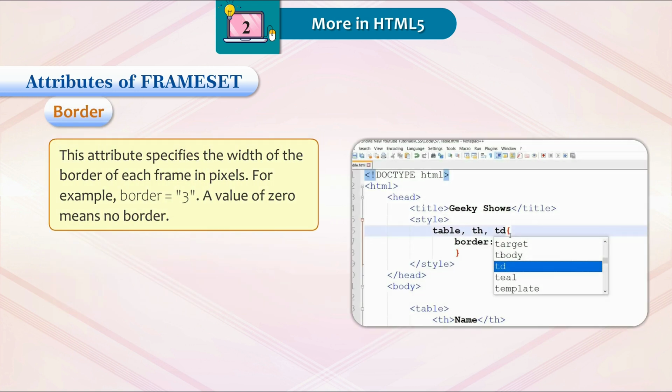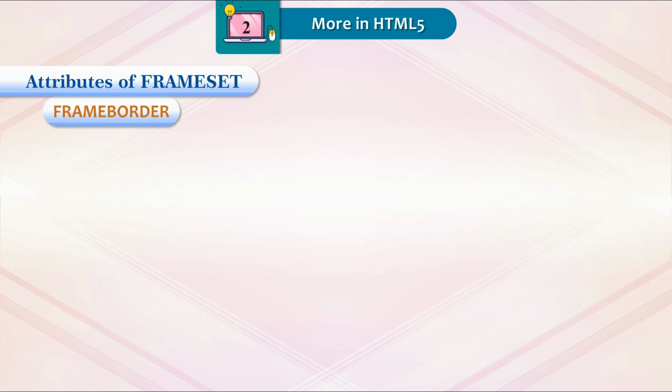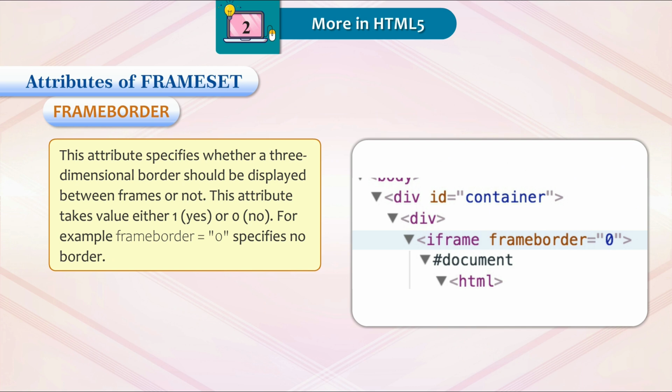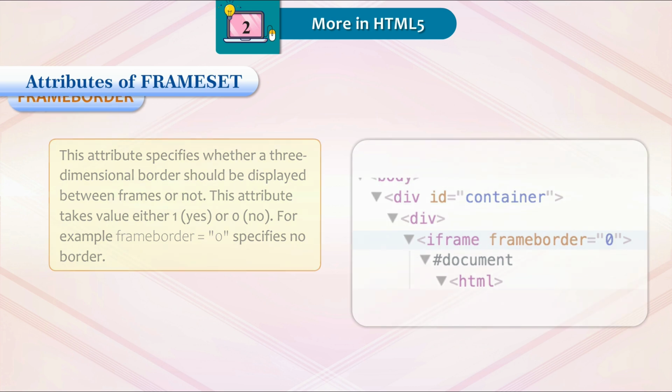Border. This attribute specifies the width of the border of each frame in pixels. For example, border 3. A value of 0 means no border. Frameborder. This attribute specifies whether a 3-dimensional border should be displayed between frames or not. This attribute takes a value of either 1, yes, or 0, no. For example, frameborder 0 specifies no border.